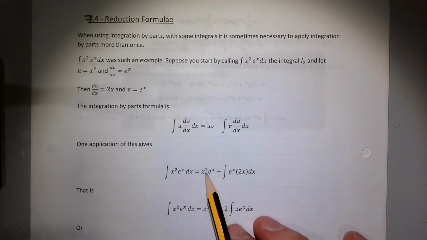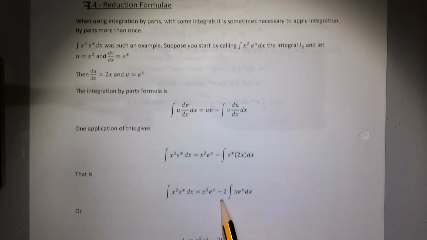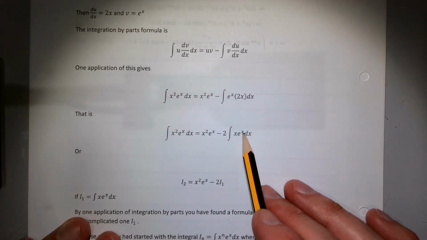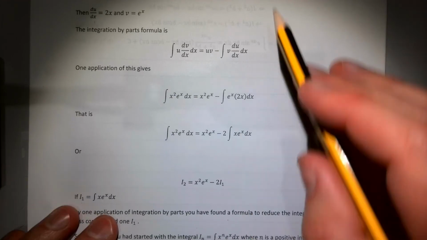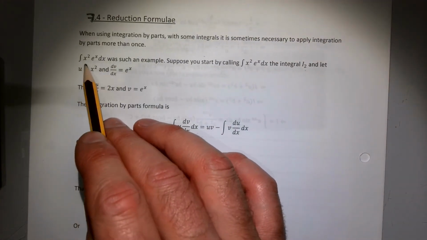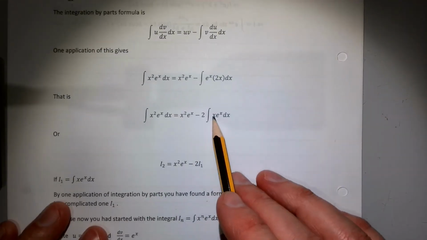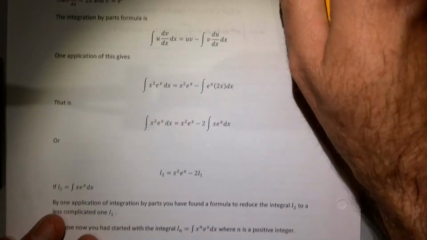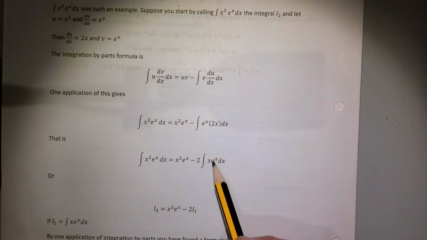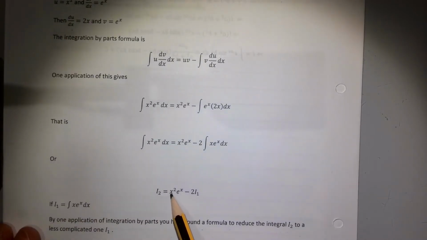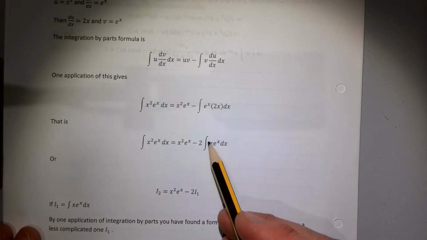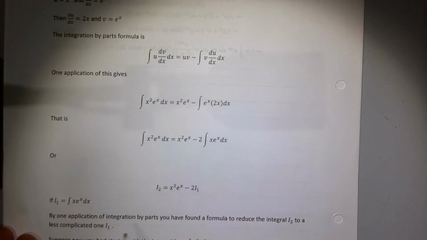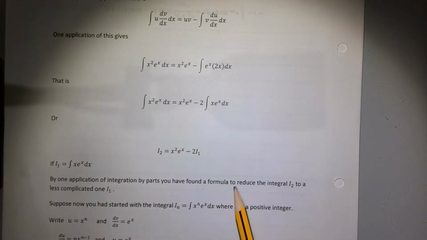Rearranging this a wee bit, you have your x squared e to the x here, that's fine, take away 2 times the integral of x e to the x, and we did one like this earlier on. So you started off with x squared and you work down to x, so you do integration by parts again with x e to the x. Because we called this I2, x e to the x we can call I1. So if you let I1 equal the integral of x e to the x, then I2 equals x squared e to the x, take away 2 I1.